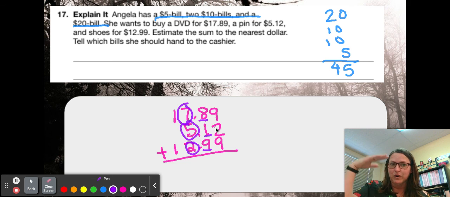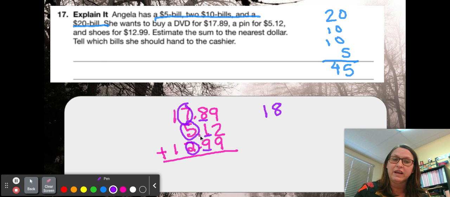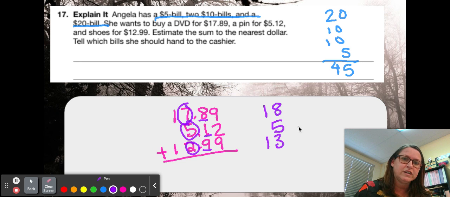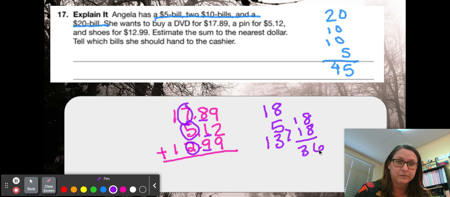8 is in the 5 or more, raise the score. So my 17 becomes 18. 1 is the 4 or less, let it rest. So my 5 stays 5. And $12.99, 9 is 5 or more, raise the score. So that becomes a 13. $13 plus $5 is $18, plus $18 would be $36.